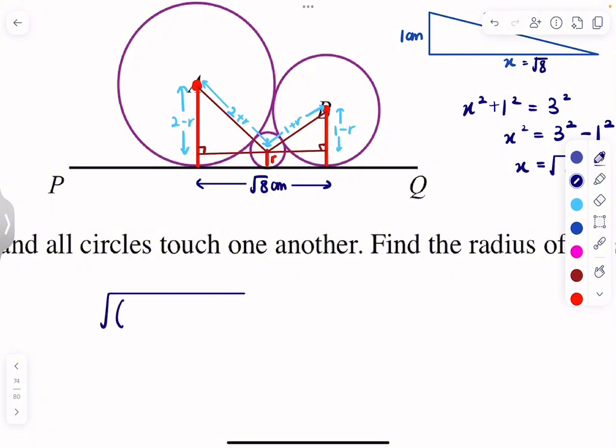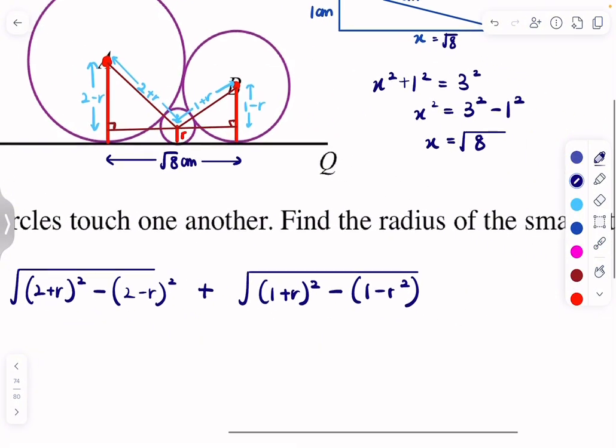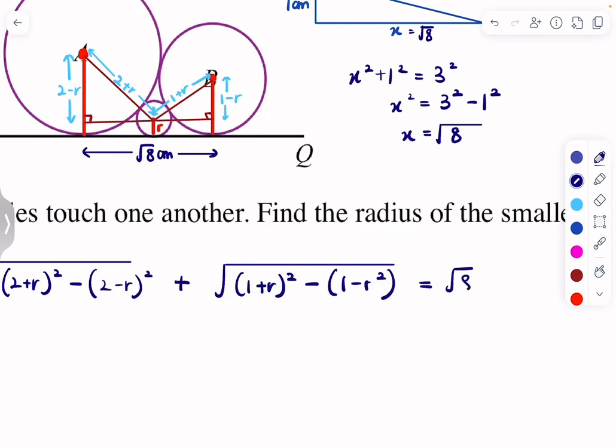a will be the square root of (2 plus r) squared minus (2 minus r) squared. And then here, this will be the square root of (1 plus r) squared minus (1 minus r) squared. This is Pythagoras theorem. Then if we add these two lengths, this length plus this length, we will get surd 8 cm. So this plus this equals the square root of 8.